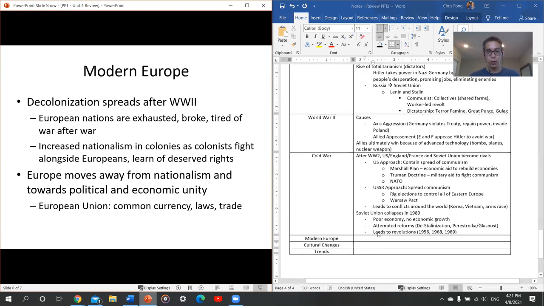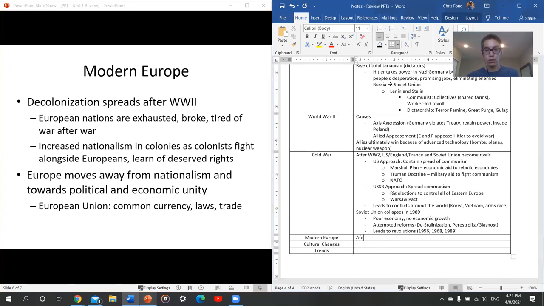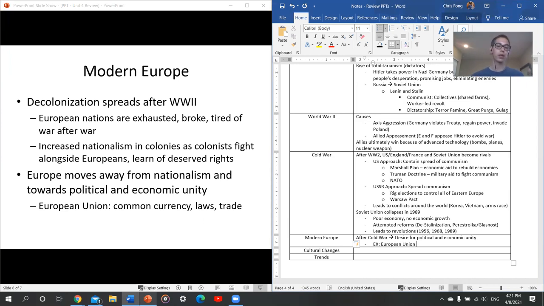And so I'm going to focus on this last bullet point here. After the Cold War, there is a desire for political and economic unity. The European Union is the best example of this, which was an attempt to have one currency, free trade among all European countries, free movement and migration within the European Union, a European Parliament that can set rules. And the goal of this was to avoid future conflicts. And generally speaking, it's worked.